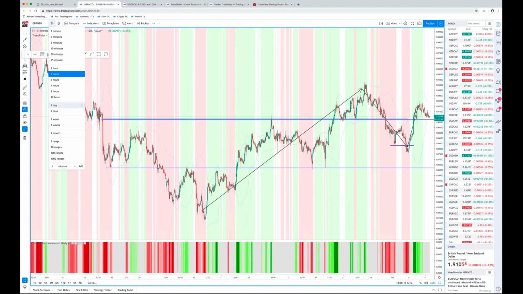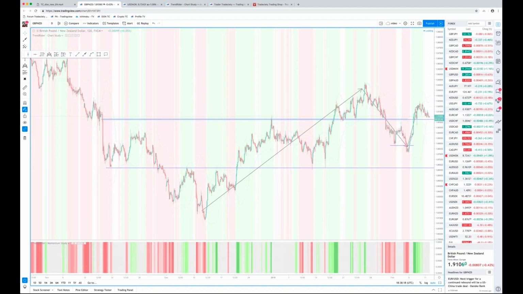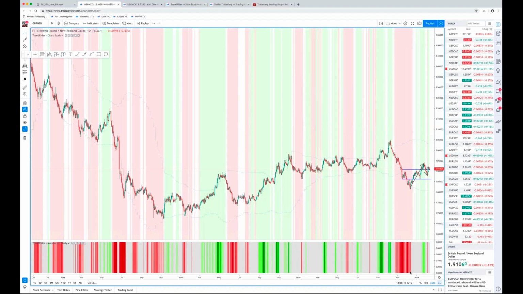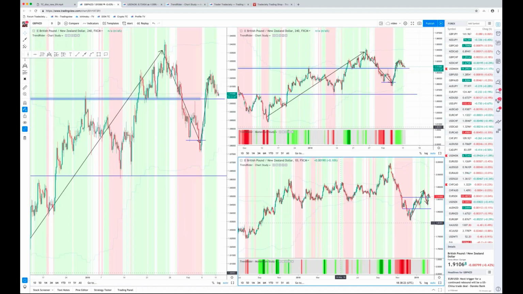So this is the daily. Then I also have the same setup here on the 4 hour, and the 2 hour is usually here, just so that I can get an overview and see where the good technicals are, which is the best time frame, and then I will narrow down.